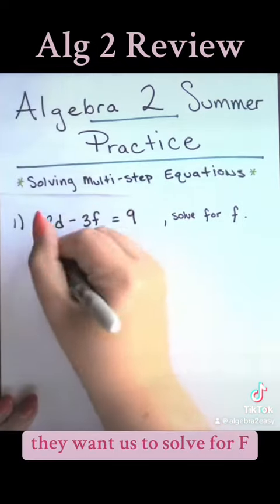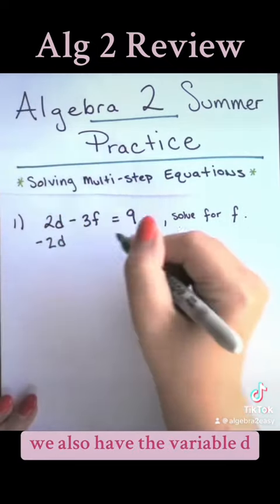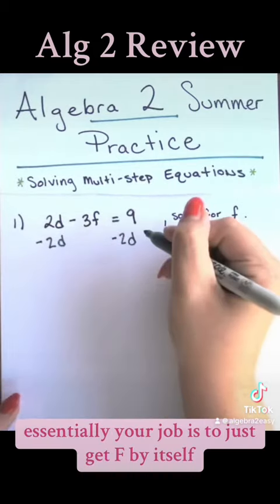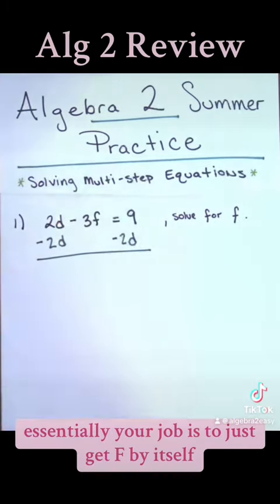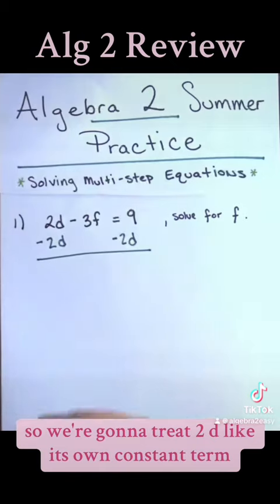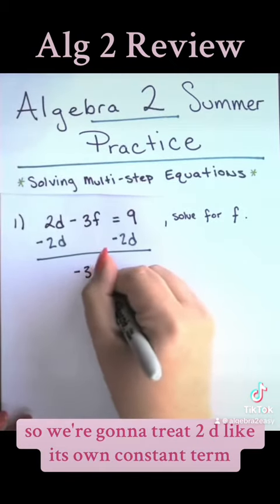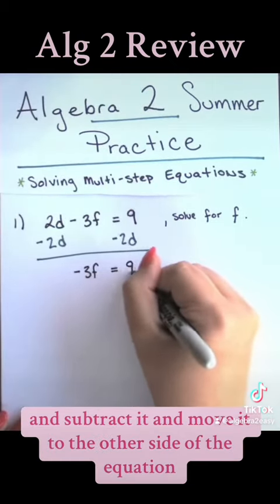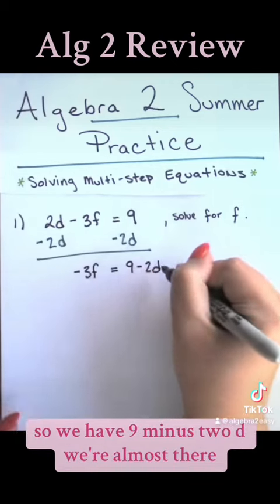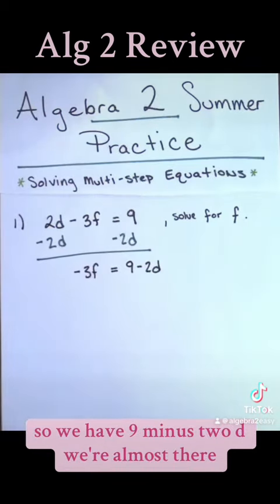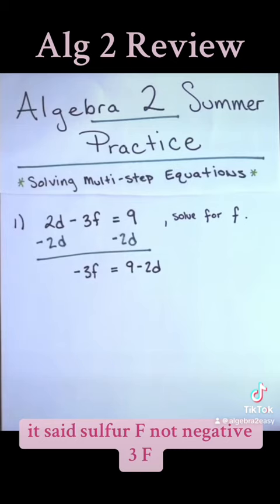They want us to solve for f. We also have the variable d. Essentially, your job is to just get f by itself. So we're going to treat 2d like its own constant term and subtract it and move it to the other side of the equation. So we have 9 minus 2d. We're almost there. It said solve for f, not negative 3f.